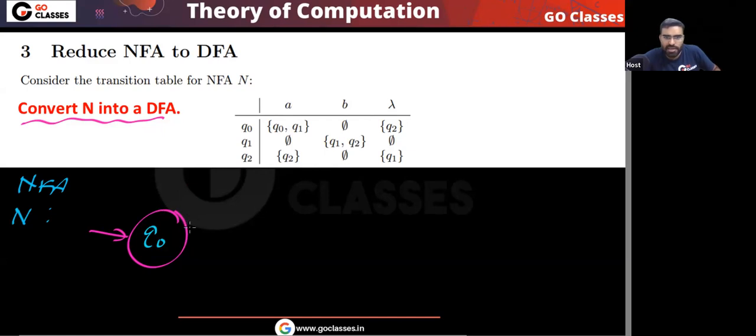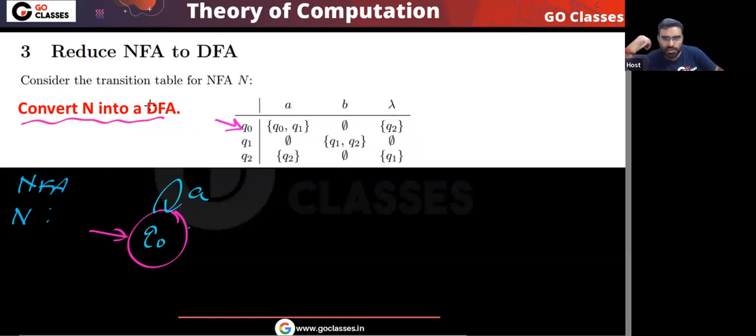See, on symbol A, where are you going? On symbol A, you can go to Q0. Let me create the NFA. Can anyone tell me what the initial state is here? If nothing is given, then this top state, the state in the first row, you can consider as the initial state. Okay, this is the point.